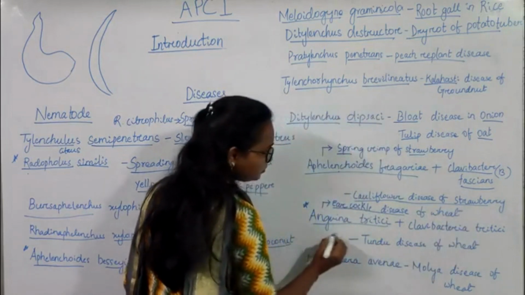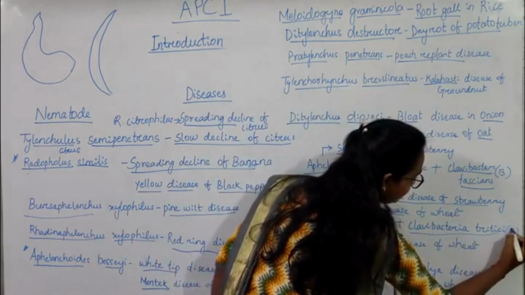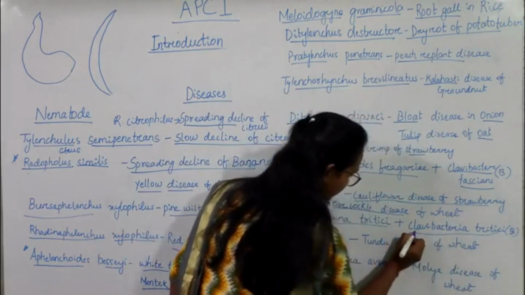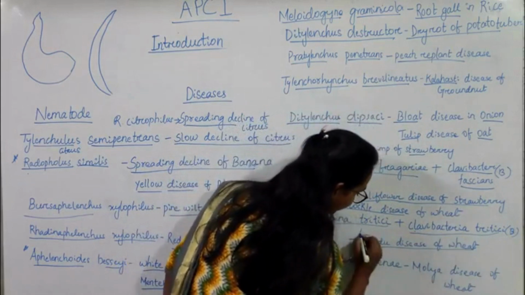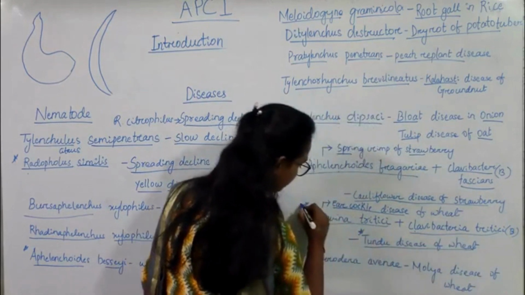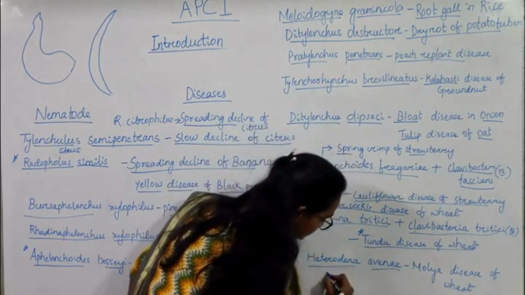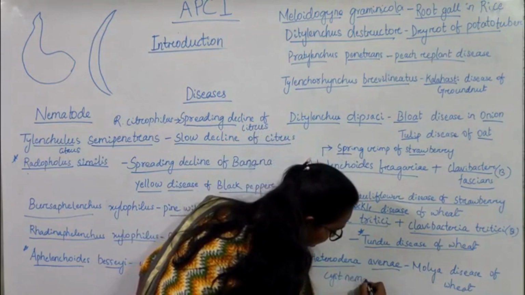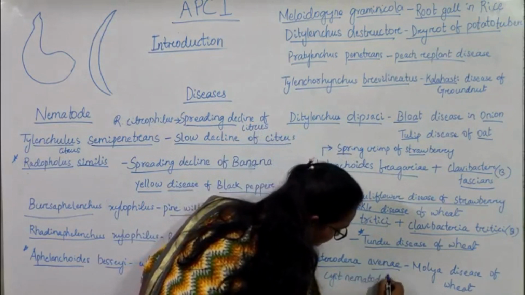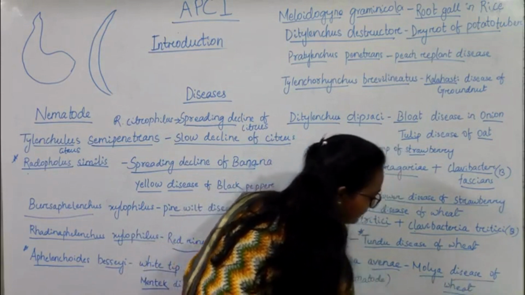And in association with Clavibacter triticale, this is also a bacteria. With the association of Clavibacter triticale, it causes the Tundu disease of wheat, which is also a very important association of the nematodes. The next is Heterodera avenae, which is the cyst nematode. It causes the Molya disease in the wheat plants.